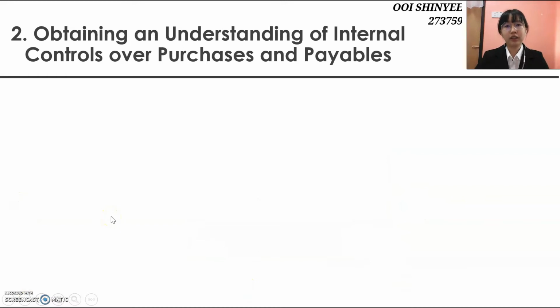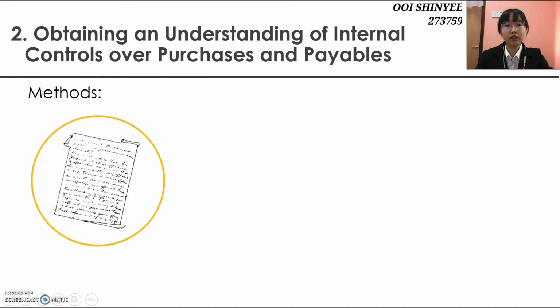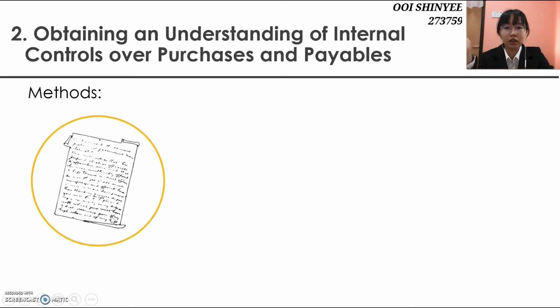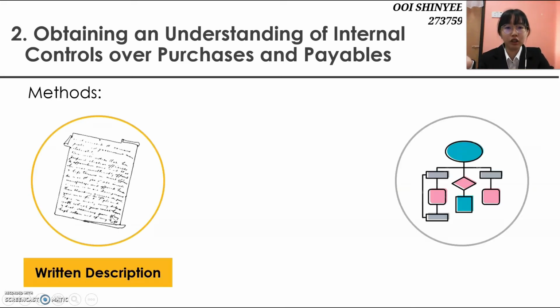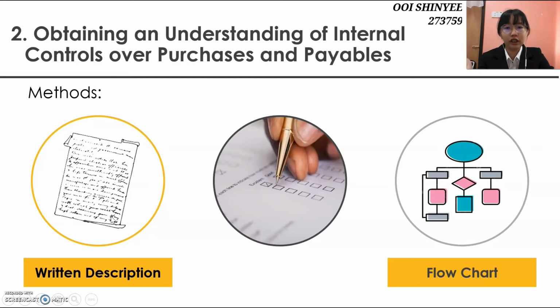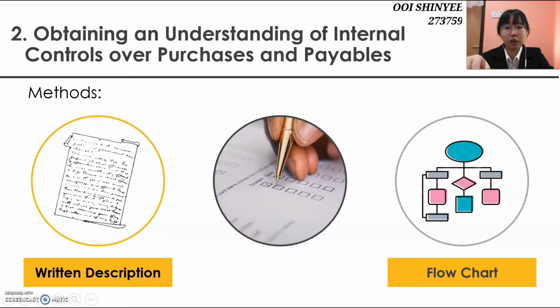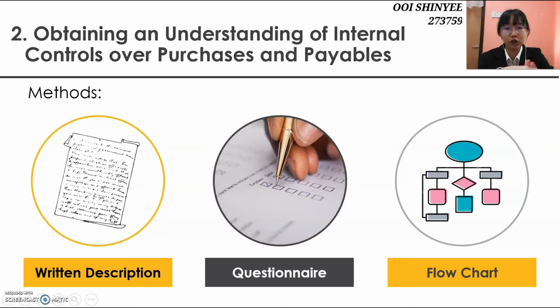So the second step is obtaining an understanding of internal controls over purchases and payables. The second risk assessment procedure is to obtain an understanding of the internal controls over the purchases and payables of the entity, where inherent risks that are related to purchases and payables can be reduced by establishing appropriate and effective internal controls. By preparing a written description or a flowchart, auditors can understand the controls over purchases and payables. In addition, auditors may complete internal control questionnaires for purchases and payables.